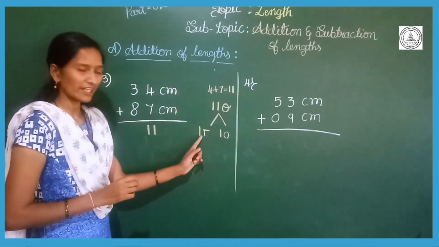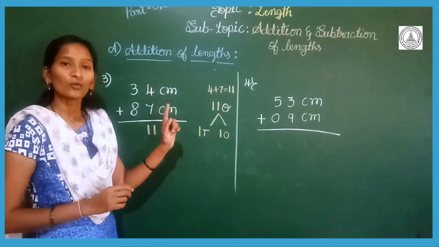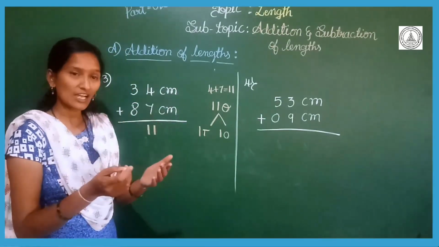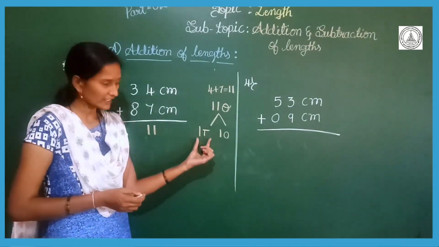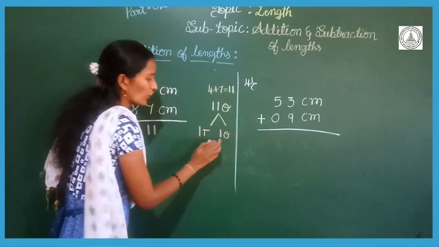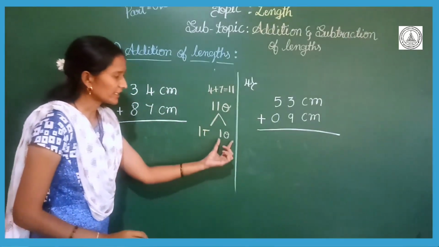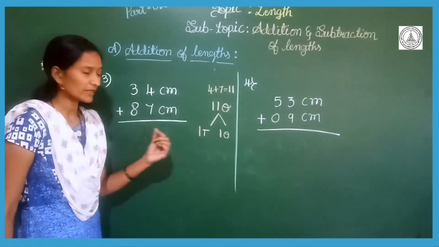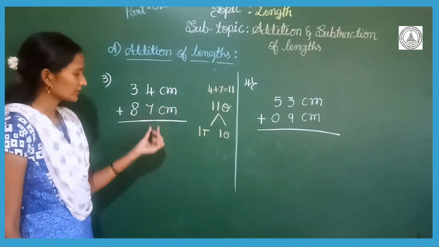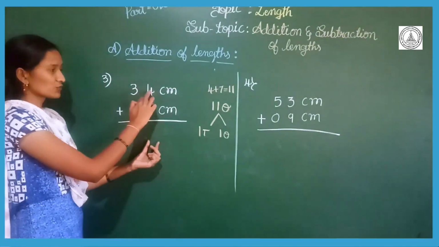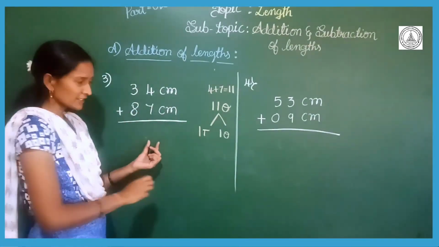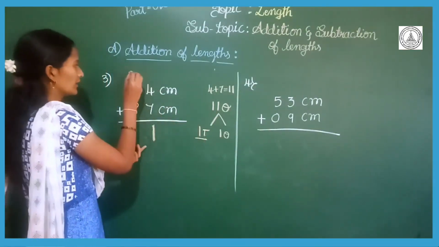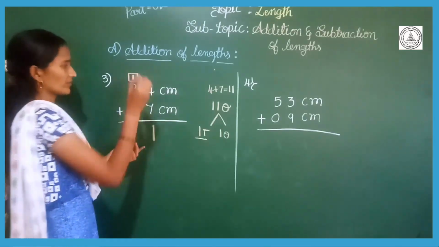Already you know 1 tens is equal to 10 ones, right? So instead of 10 ones I am writing this 1 ten. So this is 1 ones. I am writing this 1 under the column of ones, because this 4 and 7 are in the ones column, right? Next I am writing this 1 ten above the tens column, right?